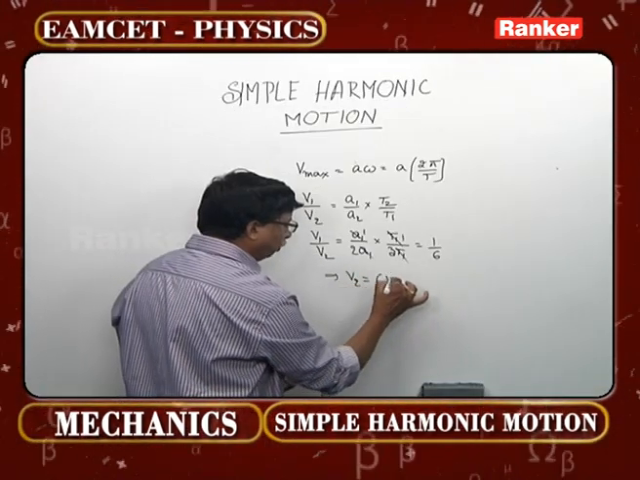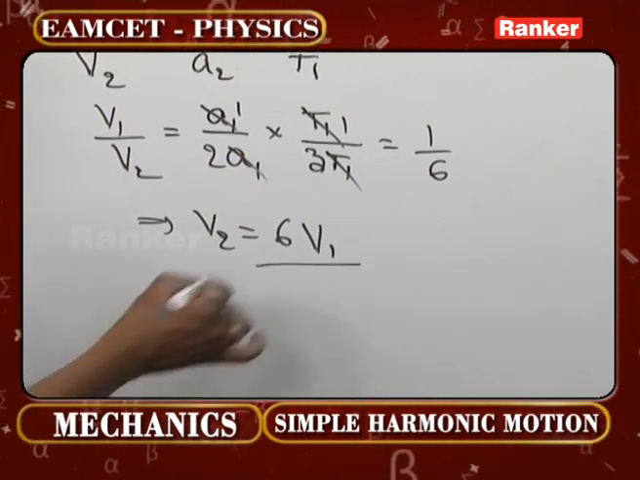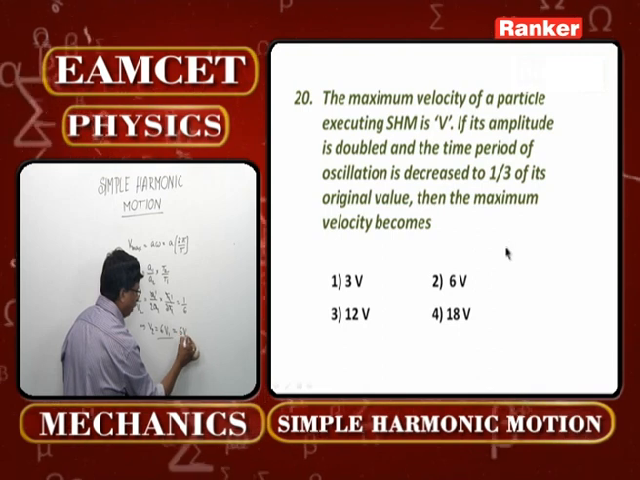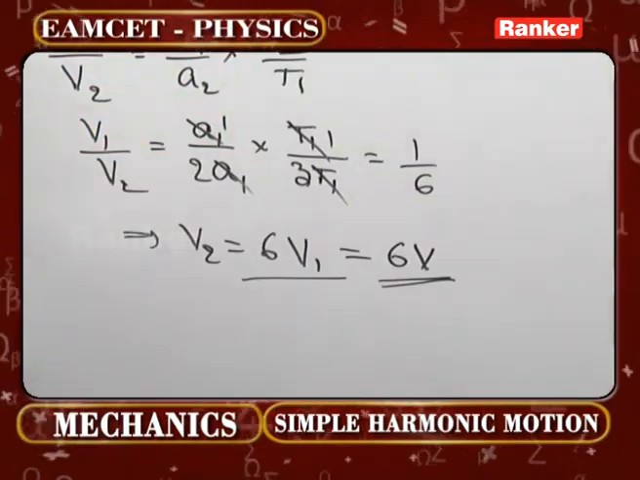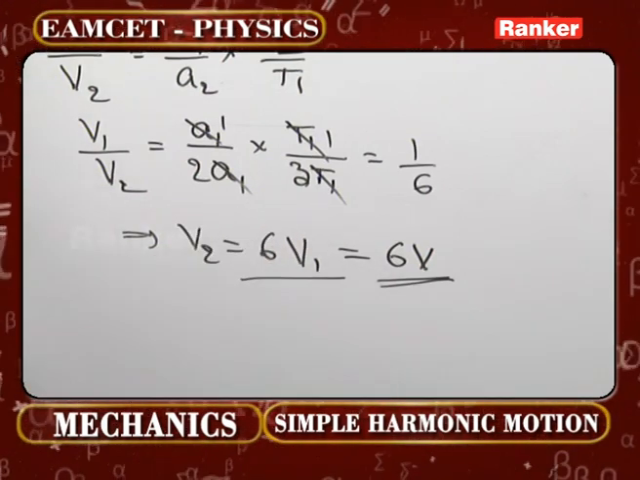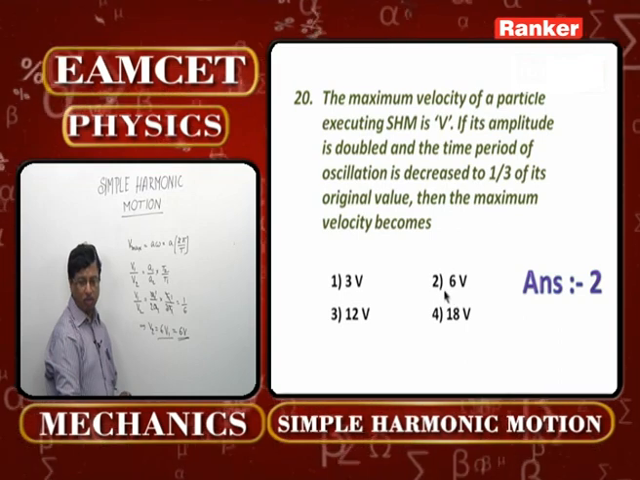It is now 6V1. But we know very well in the problem given, the original velocity is given as V. So what will be the corresponding option now? 6V must now be the corresponding answer. That of course is tallied with the second option in this particular question number 20 as such.